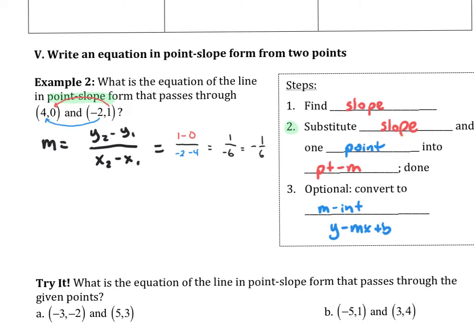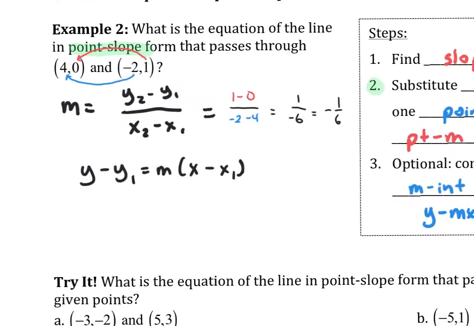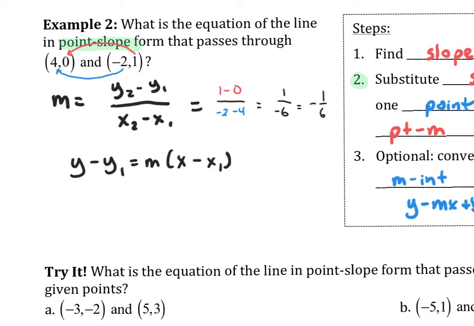Now we're going to substitute the slope and one of the points. Which point? Doesn't matter. I'm going to choose the second point for this one. Let's start by writing point slope form: y minus y1 equals m times x minus x1. The negative 1/6 goes in for the m, the negative 2 goes in for the x1, and the 1 goes in for y1. Then we're going to simplify if need be, which is not always the case. Sometimes we do, sometimes we don't.